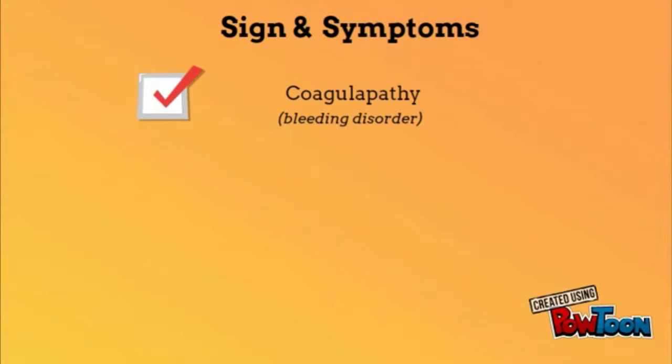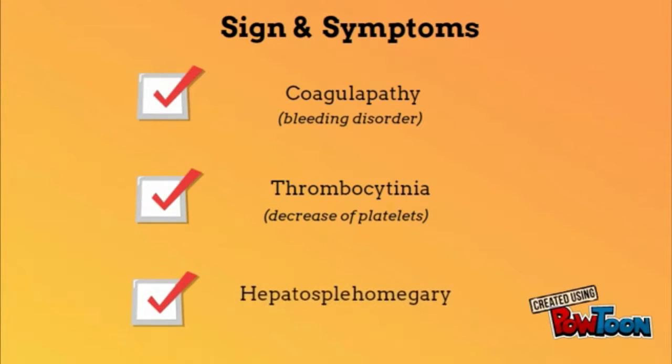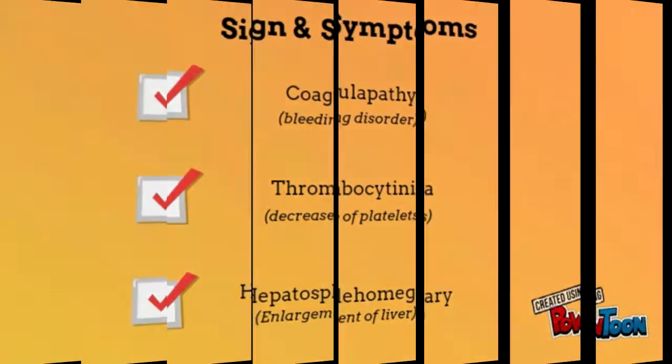Signs and symptoms of TAL deficiency. First, coagulopathy, which is a bleeding disorder. Second, thrombocytopenia, a decrease of platelets. Third, hepatosplenomegaly, which is enlargement of the liver and spleen.